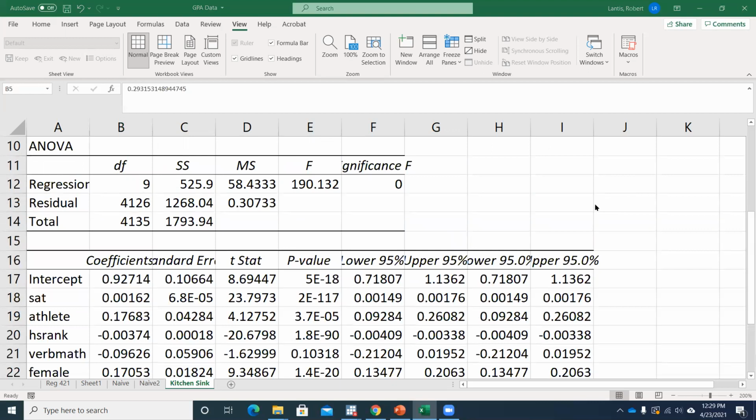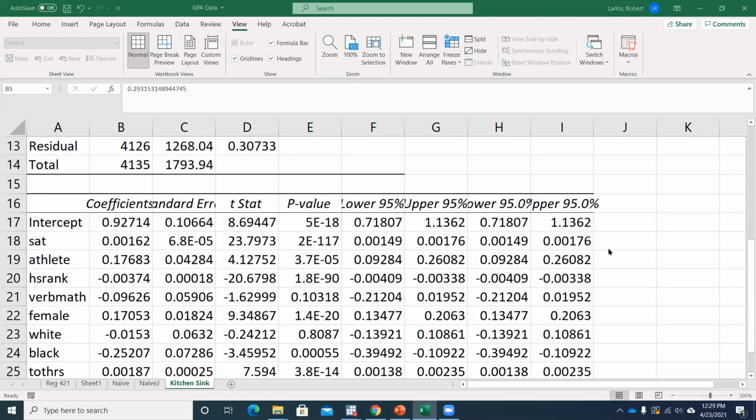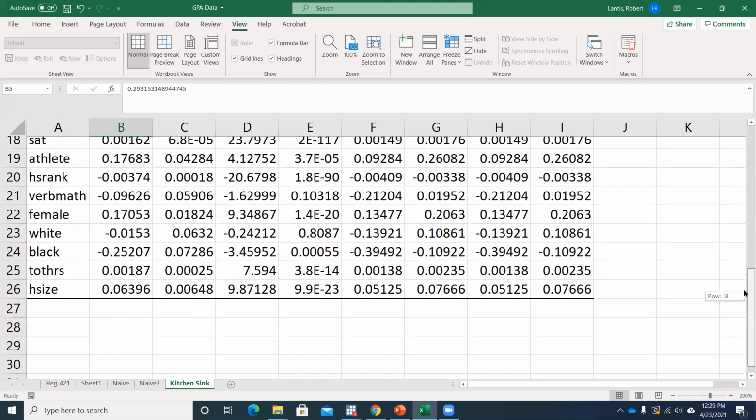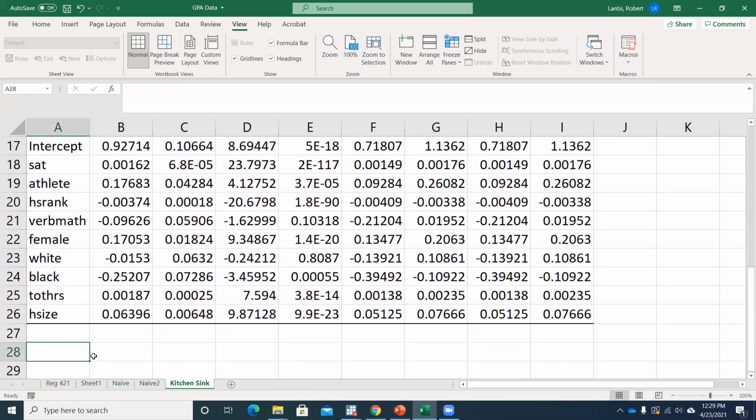So the next thing I want to do is walk you through this idea of making predictions. My regression equation is, I'm trying to predict GPAs, and I've got this intercept plus the coefficient on SAT plus the coefficient times student athlete plus, oops, I forgot that coefficient, B3 times high school rank. All these different variables in my equation that would allow me to predict GPA.